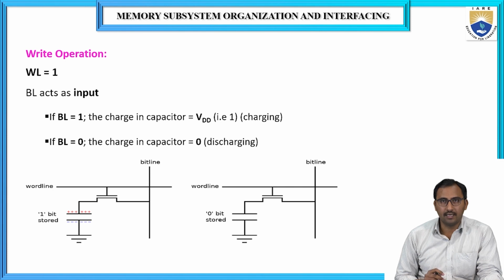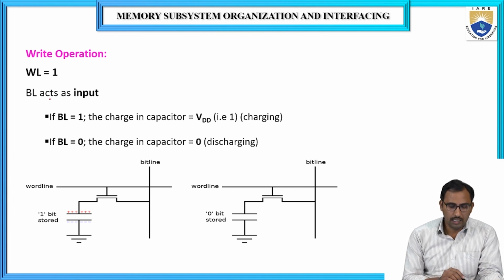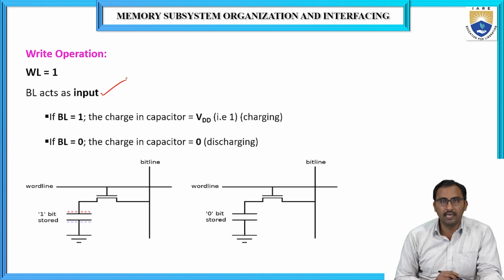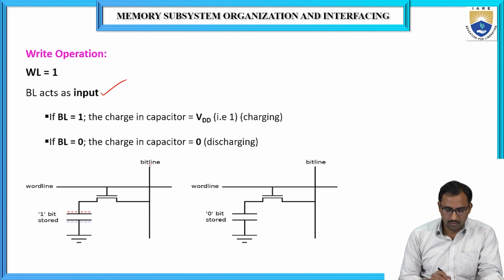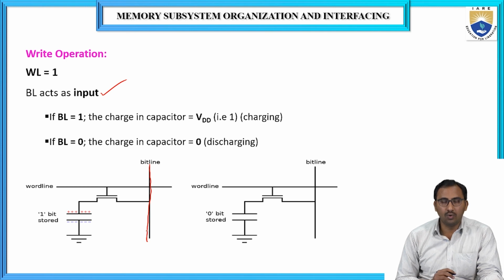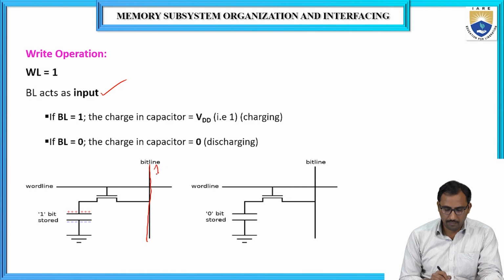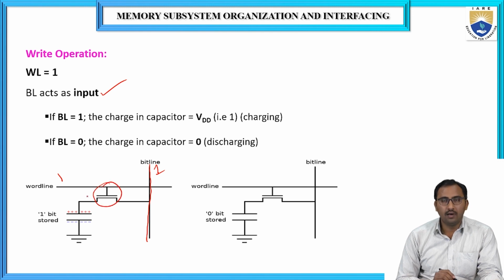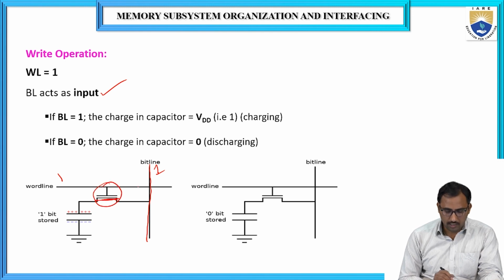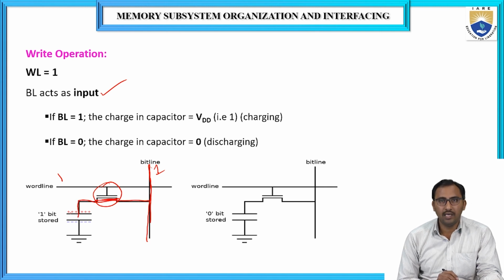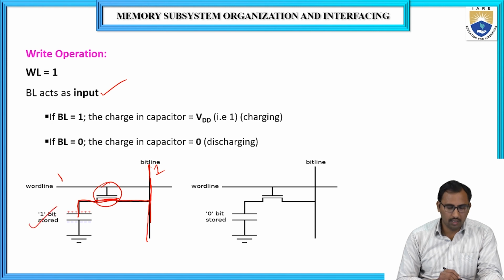And similarly, the write operation. BL acts as the input. So the BL line, the bit line, acts as an input line. Suppose you want to write logic 1 to the memory cell, then we apply a logic 1 to the bit line, and the word line is also 1. Then this transistor will be turned on, this logic 1 will be shared with the capacitor, then the capacitor will be charged, and it will be treated as a logic 1.